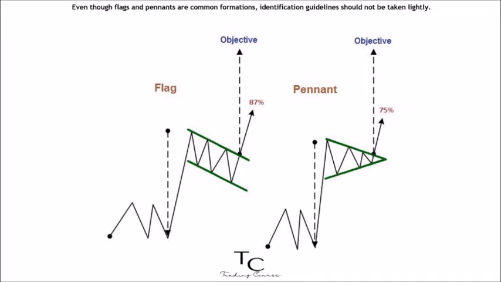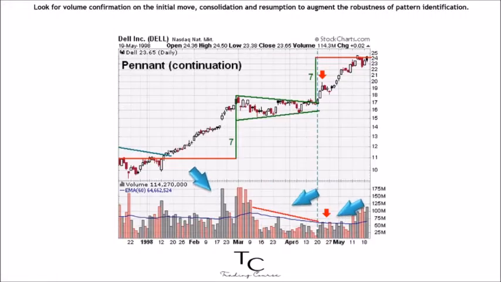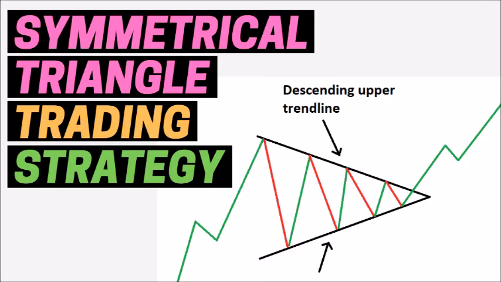Even though flags and pennants are common formations, identification guidelines should not be taken lightly. It is important that flags and pennants are preceded by a sharp advance or decline. Without a sharp move, the reliability of the formation becomes questionable, and trading could carry added risk. Look for volume confirmation on the initial move, consolidation and resumption to augment the robustness of pattern identification.